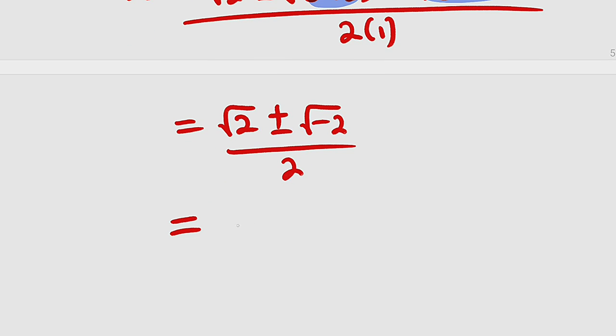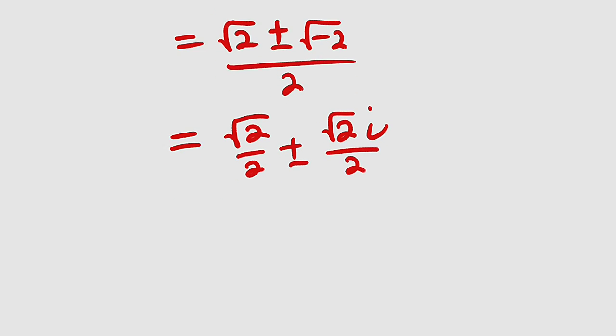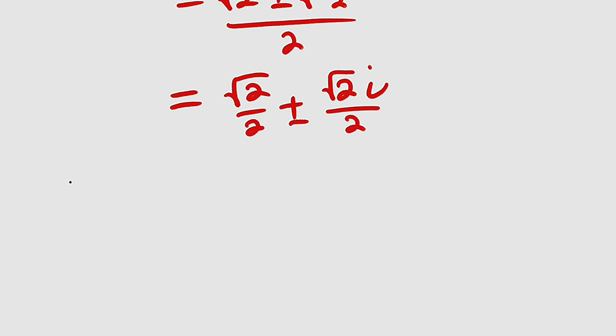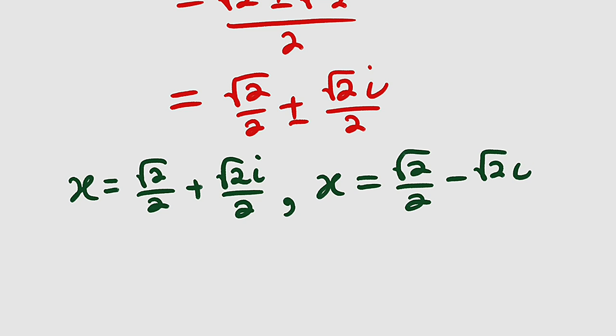So we can split the fractions into square root of 2 divided by 2 plus or minus the square root of negative 2 divided by 2. You know that square root of negative 2 is the same thing as square root of 2 multiplied by i, because square root of negative 1 is i. So we have two solutions here. Let me split them. x is equal to root 2 over 2 plus root 2 i over 2. This is the first solution. The other solution is square root of 2 divided by 2, minus square root of 2 i divided by 2.